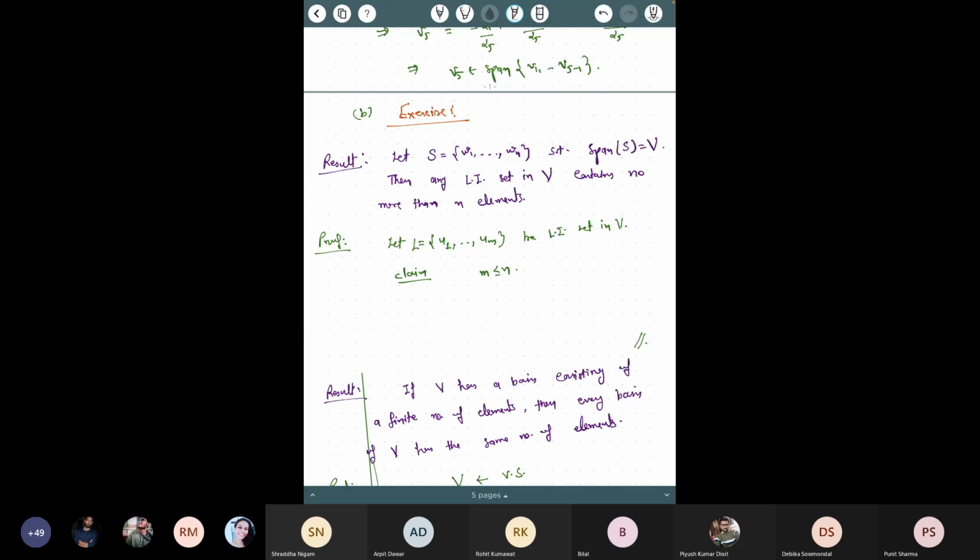Now what I'm saying is that this way S can be reduced to a basis, or you can find a subset of S that forms a basis of V. Since that subset will have fewer elements than S, or at least less than or equal to, and basis is the maximal linearly independent set, therefore any linearly independent set will have not more than n elements. So this argument is fine.